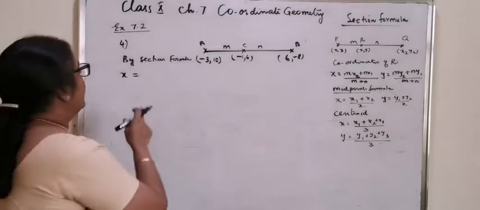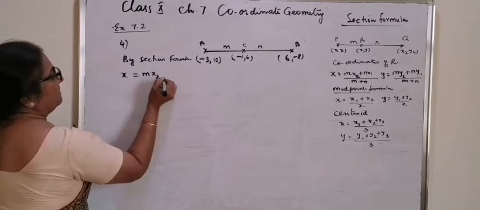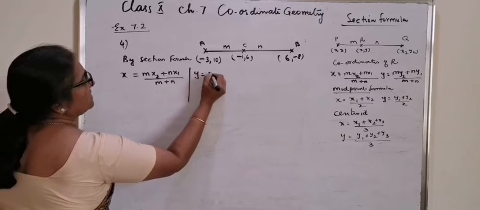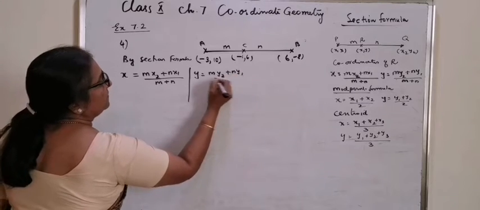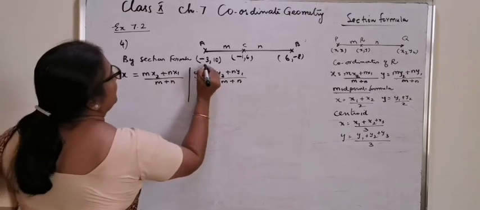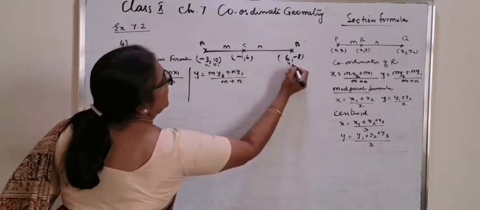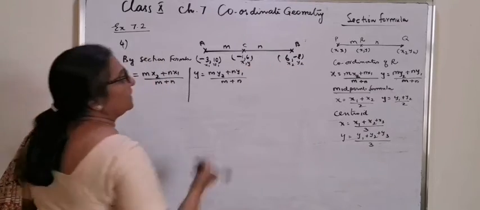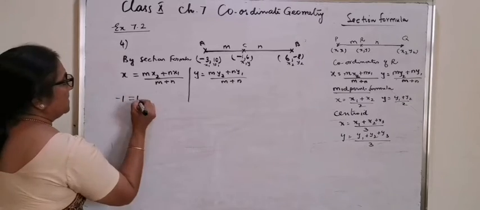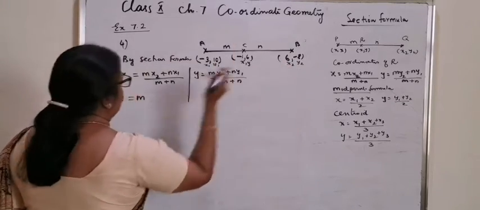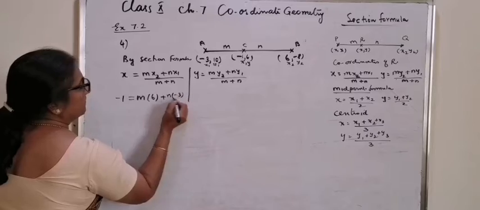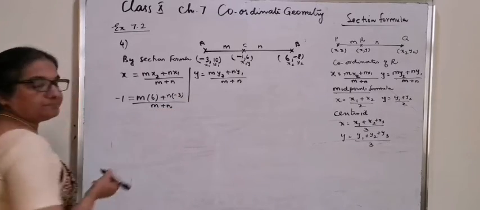By the section formula, x is equal to (mx2 + nx1) by (m + n), and y is equal to (my2 + ny1) by (m + n). Let's substitute the values x1, y1, x2, y2 and x, y. The value of x is -1. So -1 is equal to (m x2 + n x1) divided by (m + n).